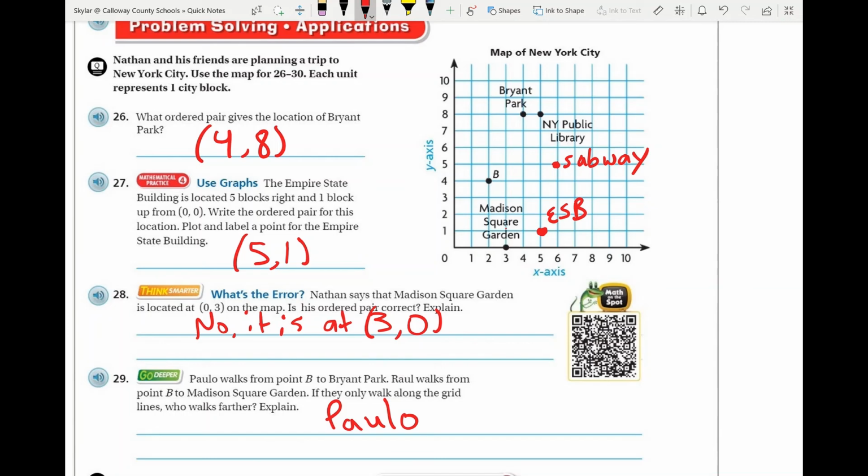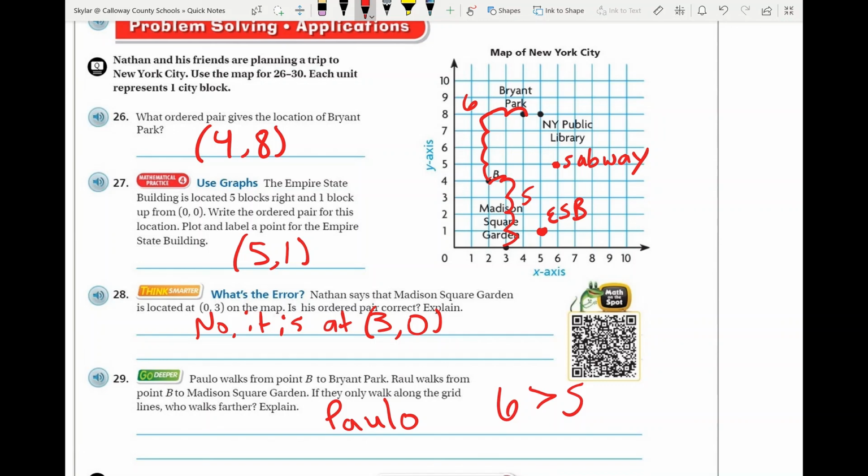Raul walks from point B to Madison Square Garden. Paulo walks from point B to Bryant Park. So we're trying to see who walks farther. So let's just see how many units they move over. Not too bad. So let's go Paulo from point B to Bryant Park. We've got 1, 2, 3, 4, 5, 6. So 6 for Paulo. And now let's go to Madison Square Garden. 1, 2, 3, 4, 5. 5. So Paulo wins. 6 is greater than 5.